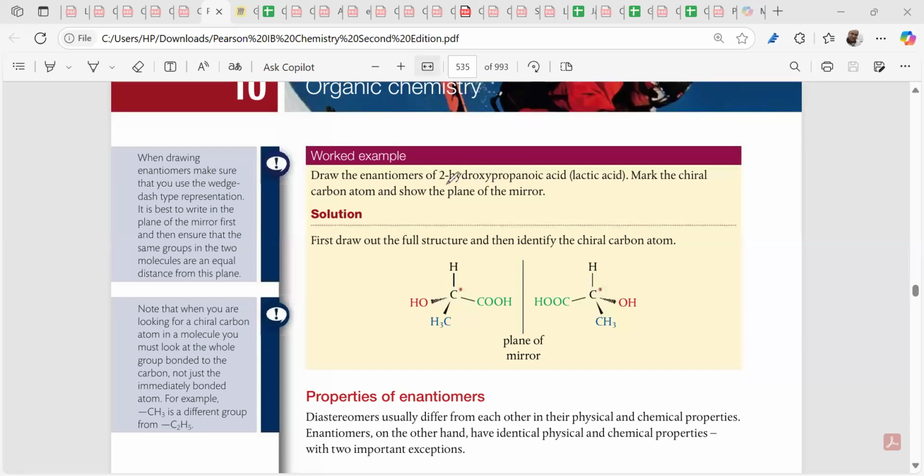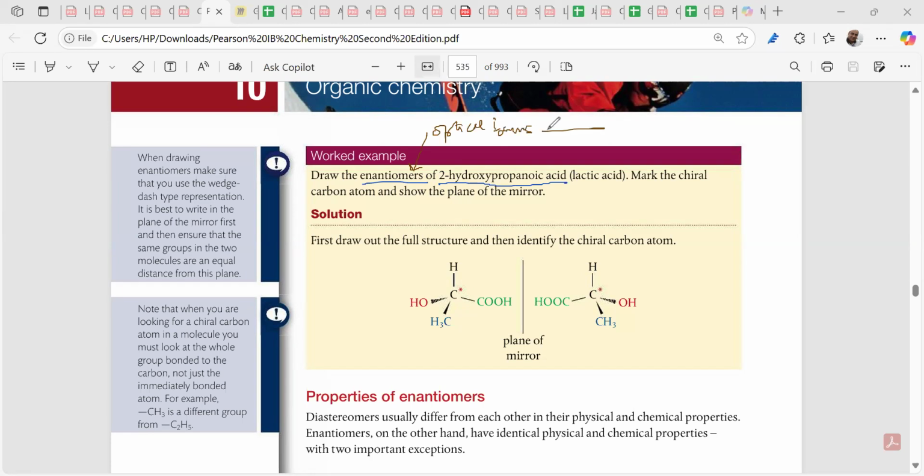See what we do. This is a proper question, right? See, 2-hydroxypropanoic acid, right? Draw the enantiomers. This is a proper past paper question. When you call them enantiomers, those are optical isomers, right? I go backwards. Optical isomers, okay, fine.